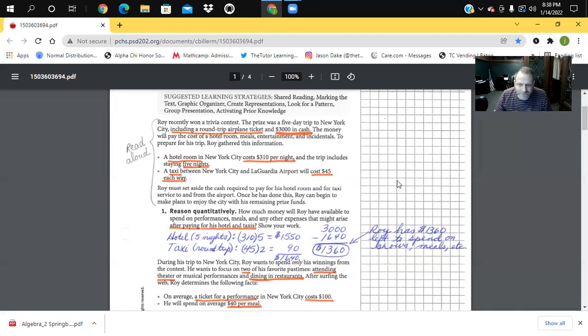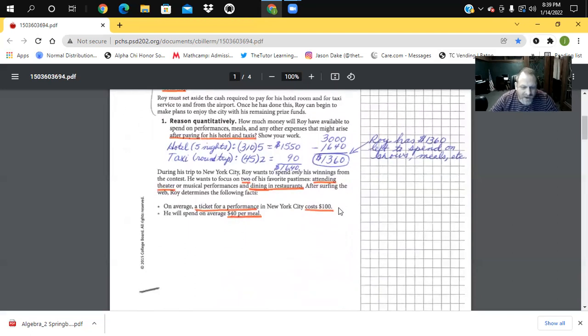All right. So now we're going to take that $3,000 in cash up here, and we're going to subtract the 1,640 from it to give us 1,360. Roy has $1,360 left to spend on shows, meals, and so forth.